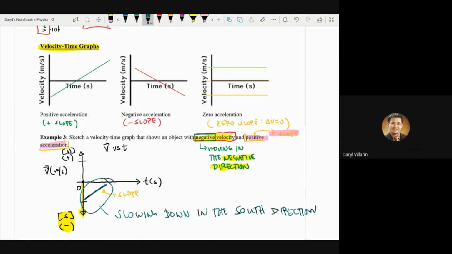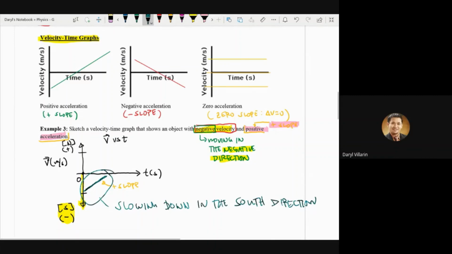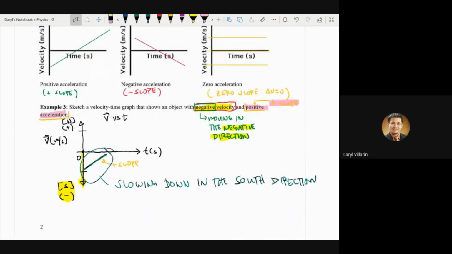Again, a common mistake by students when they analyze velocity-time graphs is thinking that positive velocity also means positive acceleration. They have different meanings.